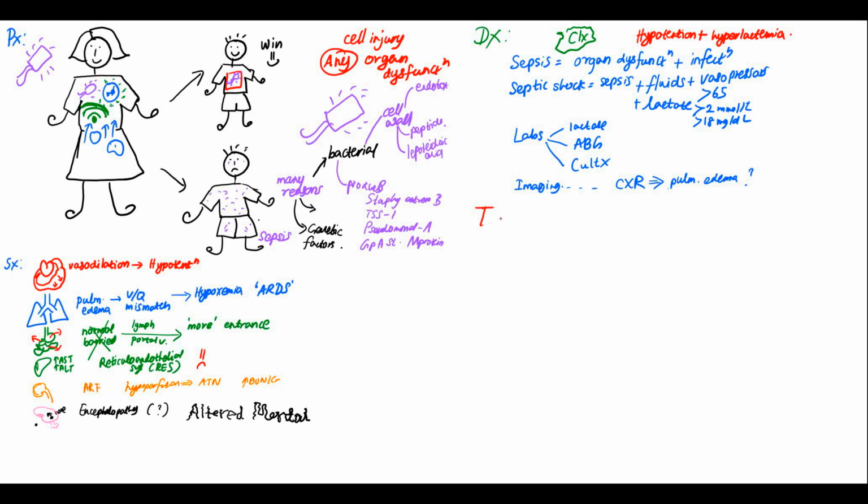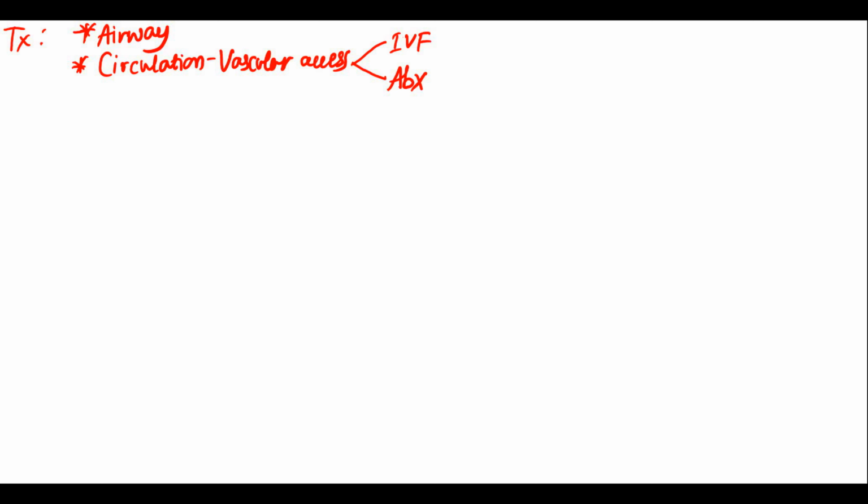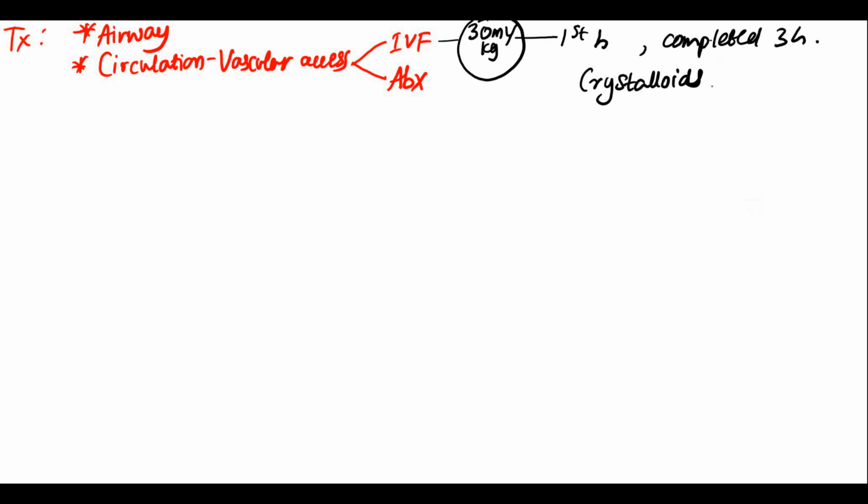Now let's briefly discuss the treatment. Treatment involves securing the airway and maintaining proper circulation. For that, we must have vascular access, and this vascular access is helpful for two things: one is giving IV fluids and the other is giving antibiotics. The IV fluids should be started in the first hour and the amount should be 30 milliliters per kg. These IV fluids must be completed within 3 hours. Crystalloids must be used, so we can use normal saline or lactated Ringer's.